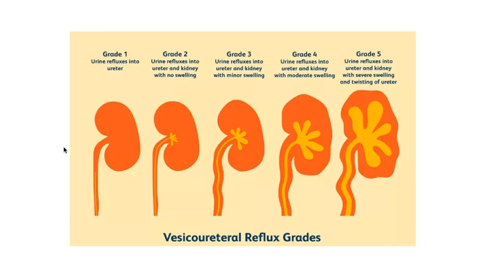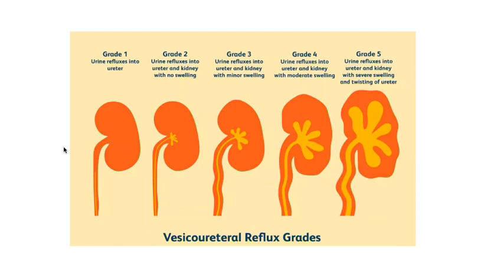Okay, so this reflux can be graded as shown in this diagram. So there are 5 grades. Grade 1 is when the dye refluxes only up to the ureter. Grade 2 is when the dye refluxes into the ureter and pelvicalyceal system of the kidneys, however there is no swelling. In grade 3, the pelvicalyceal system has minor swelling. In grade 4, there is moderate swelling, and in grade 5, there is severe swelling with twisting of the ureter. The ureter becomes very tortuous, right?